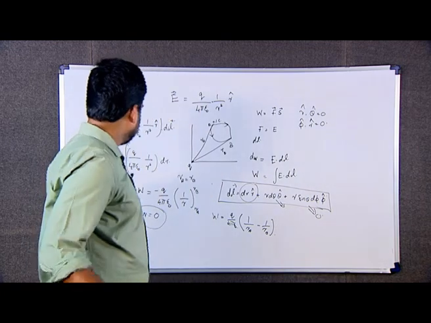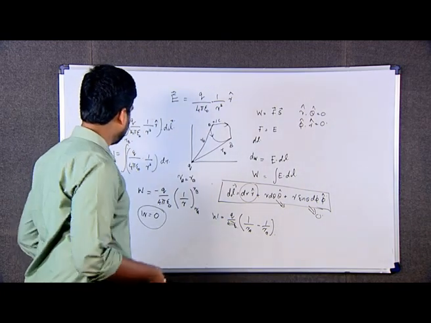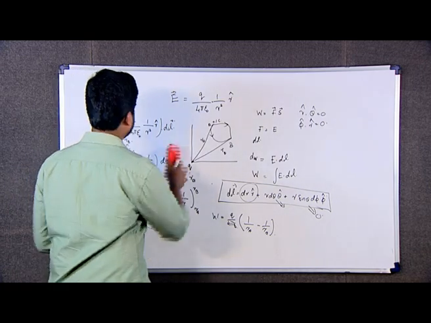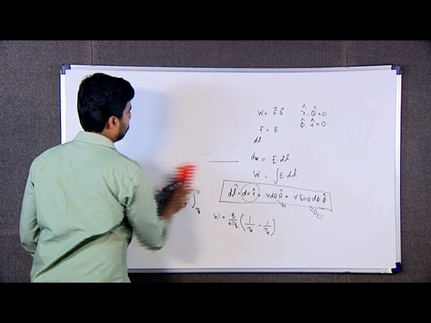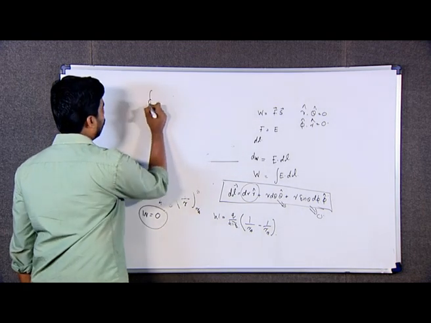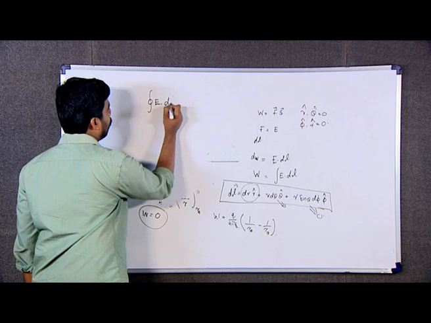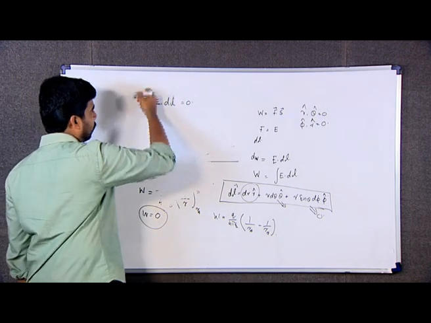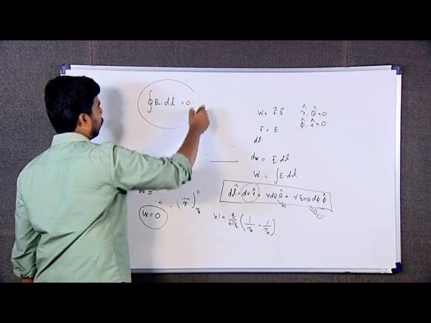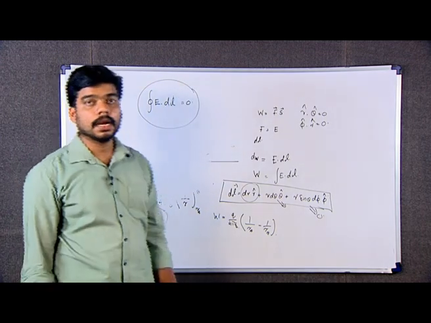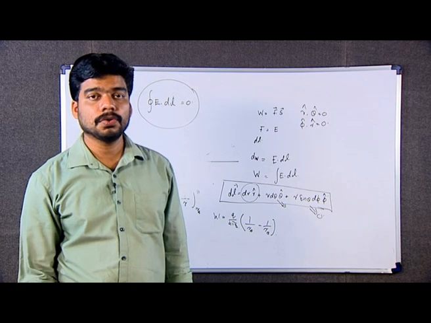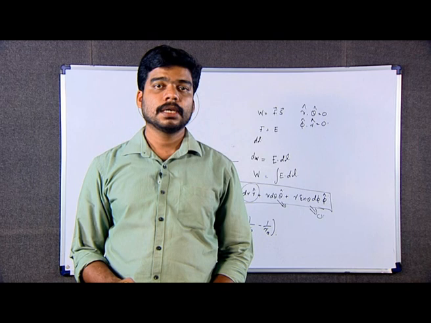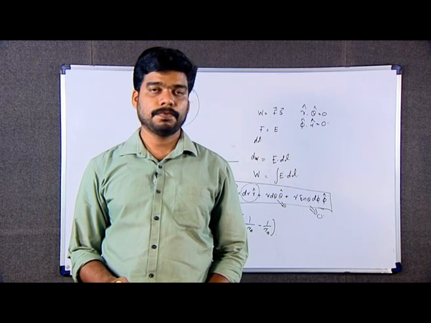So, we have this equation, closed integral around a closed path. I can write it as closed integral E dot dl is equal to 0. So, if the force field is a conservative force field, I can write like this, closed integral E dot dl is equal to 0. This proves that electrostatic field is a conservative field.